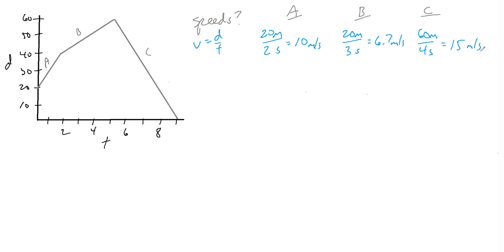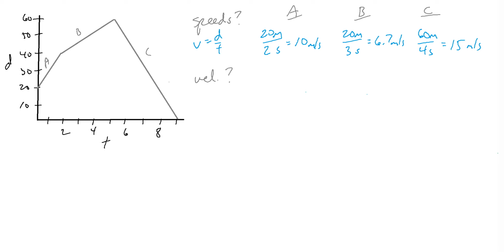Now you might be looking, hey, shouldn't that 15 be negative? It's like, no, actually it's not, because speed can't be negative. Speed doesn't care which way you're going to go. That would kick in when I look at the velocities. What are the velocities?